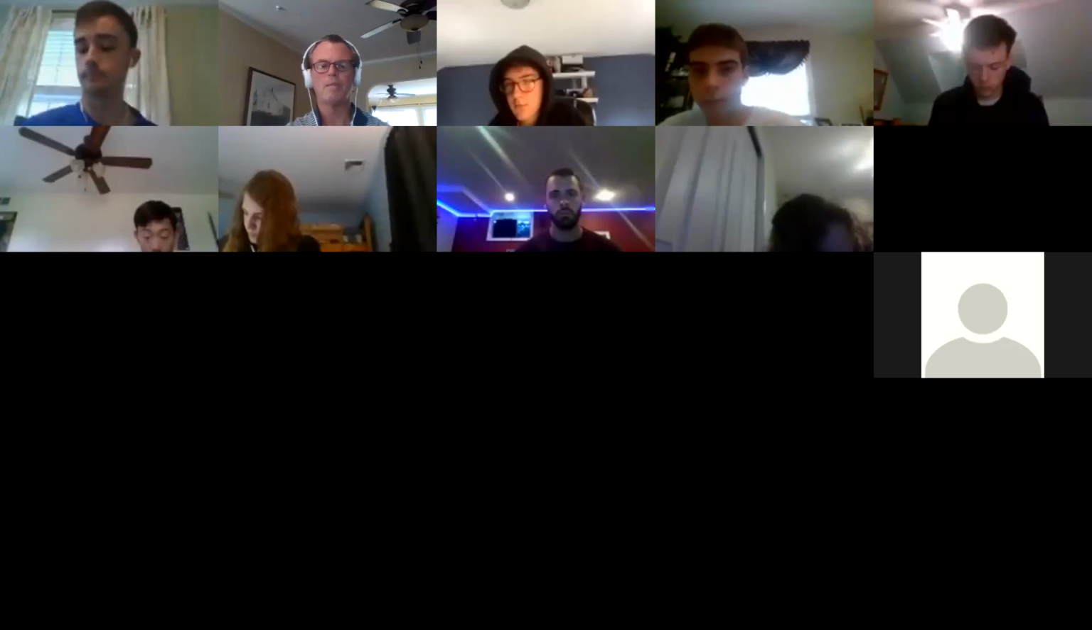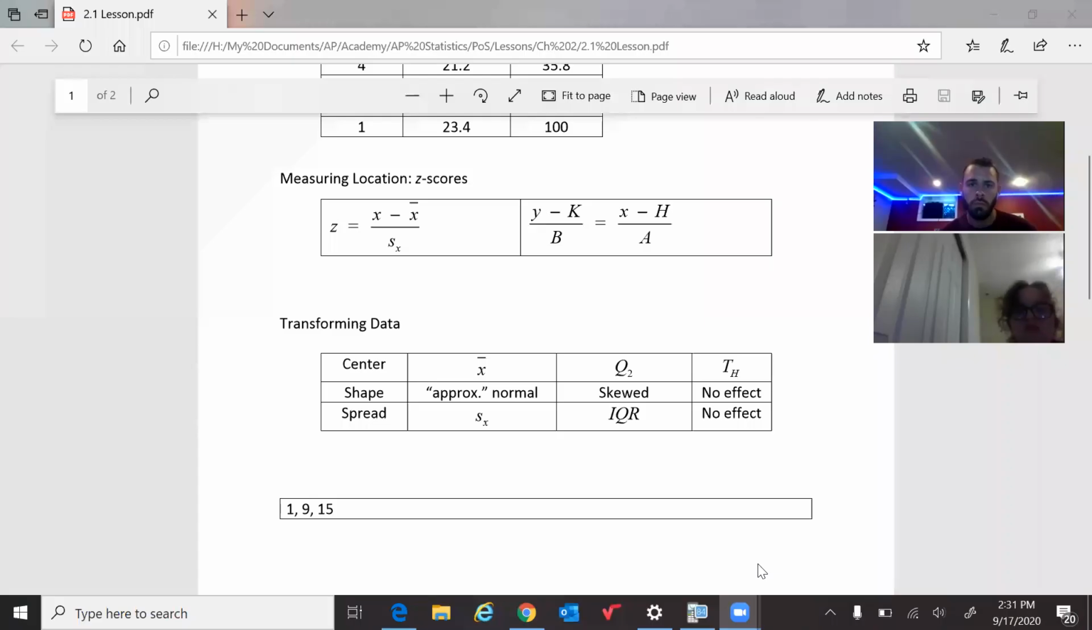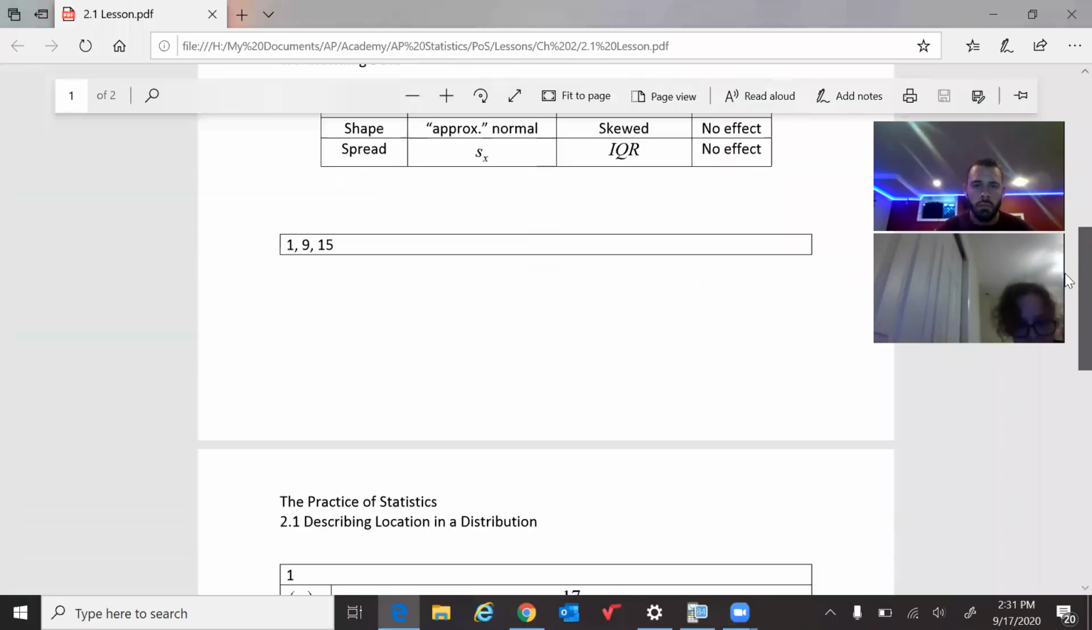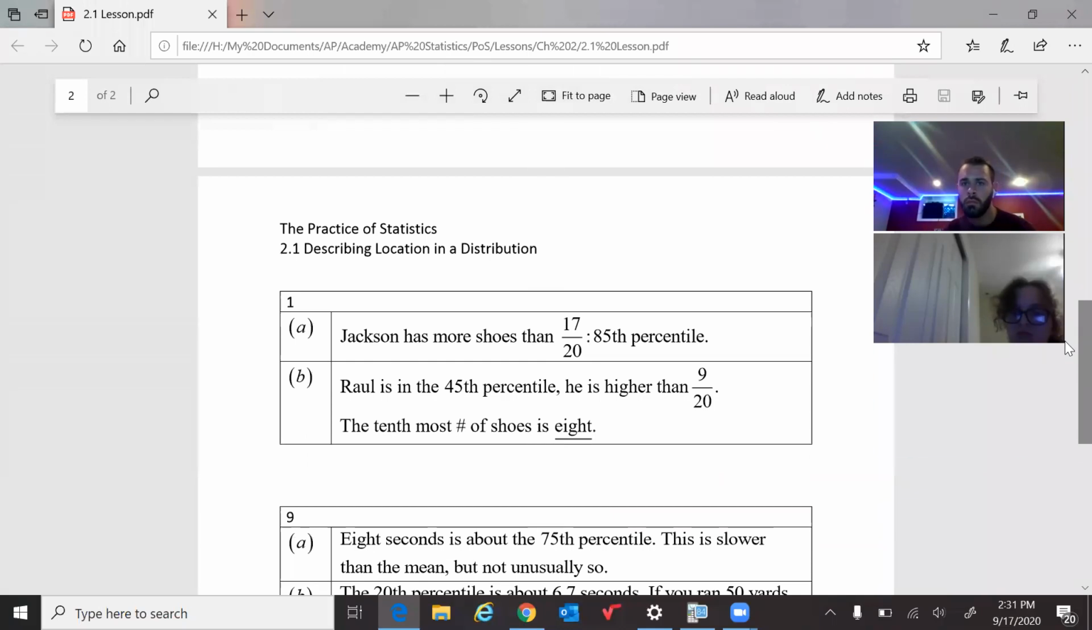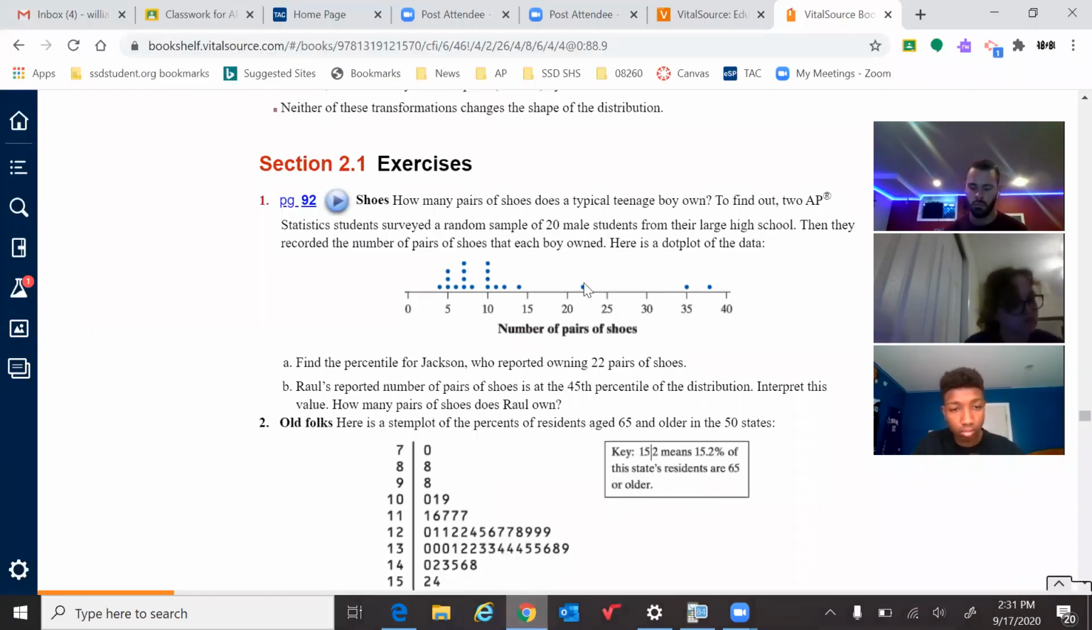All right, so we're going to pick up where we were. We're going to look at number 1. Number 1 says, this dot plot represents the number of pairs of shoes. And there's 20 people in the set. It says Jackson has 22 pairs of shoes. So you can see the dot above Jackson. That's why we went here. Here's Jackson.